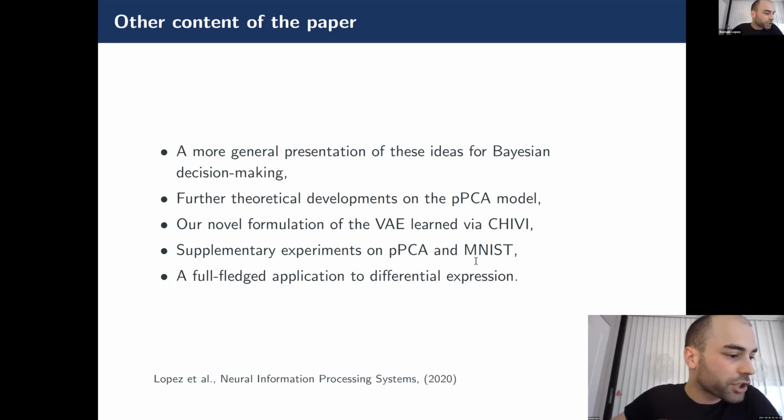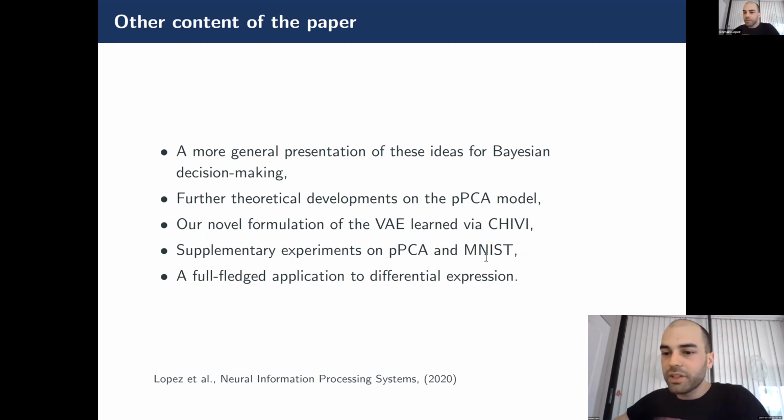I don't have much time because it's already past 30. But basically, I really highly encourage you to have a look at the paper if this is interesting to you. And there is a bit of theory in this paper as well, in which we quantify the error for importance sampling using concentration bounds. There is a new VAE in there using the CHIVI bound that actually was quite new. And we have some experiments on PBMC and MNIST as well.